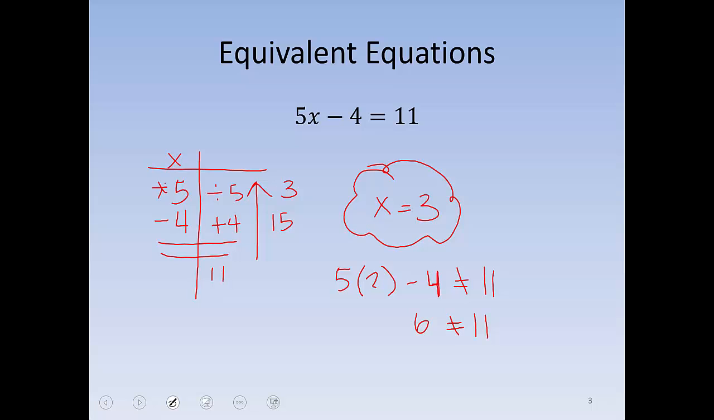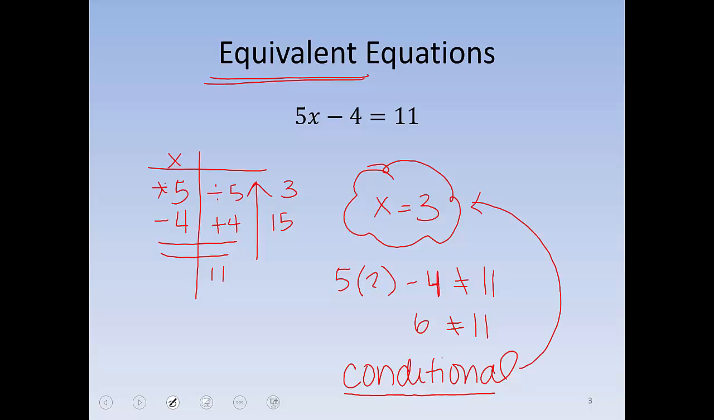This is called a conditional equation, because it takes a special condition to make both sides the same. Remember, the goal is to have them be equivalent on both sides, which means they have to have the same value. And in this case, it's a special condition that makes that happen. The condition is that x must equal 3. This is a conditional equation.